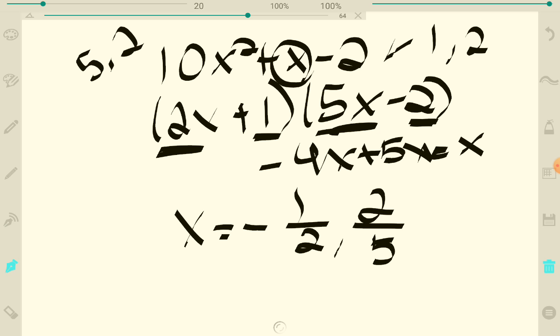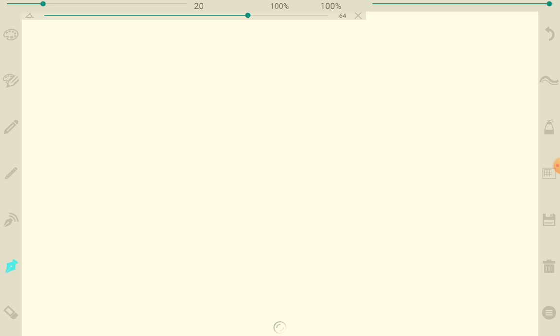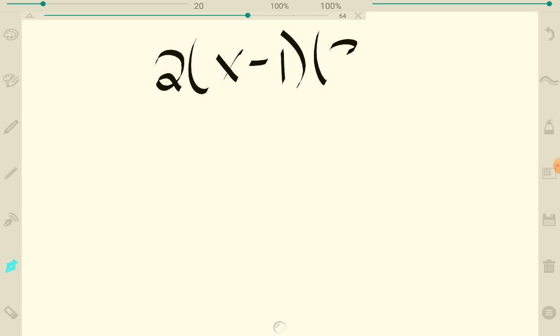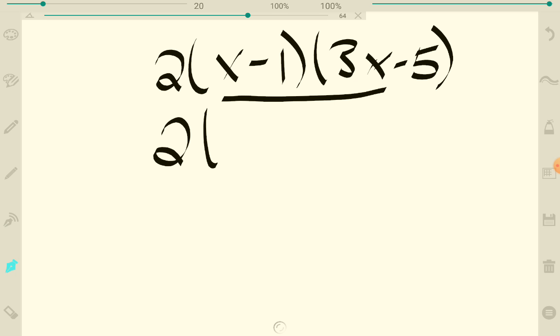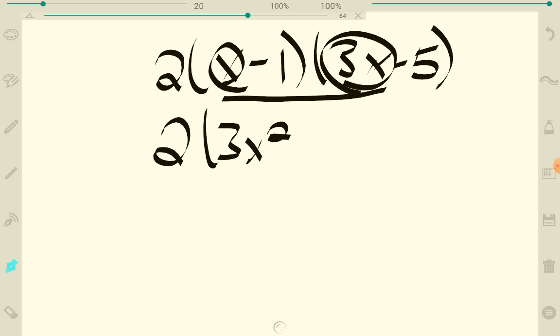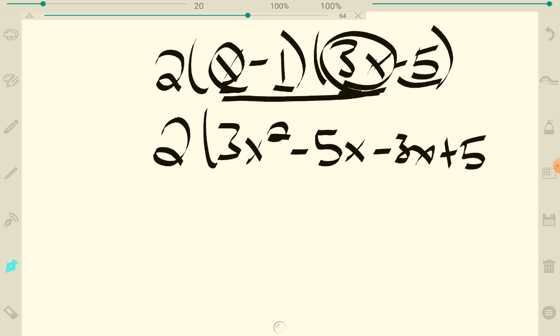Next problem, we're actually going to work backwards here. So 2x minus 1 and 3x minus 5. So we have the factored version, and now we have to expand it. We can start off by doing the insides. So that would be 3x squared from these two, minus 5x because of this and this, minus 3x because of this and this, plus 5, the last digits.